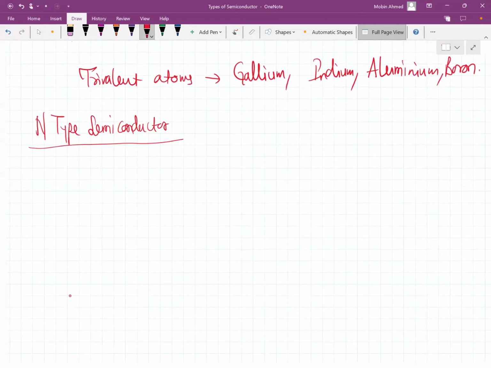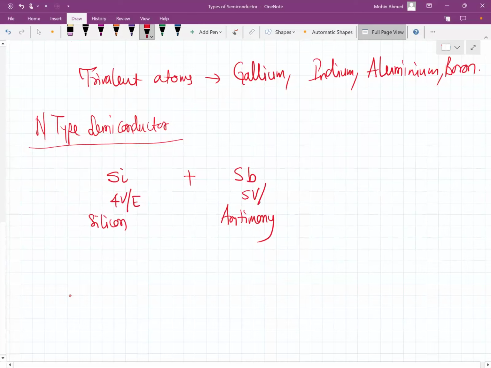So N-type semiconductor: we take silicon, and suppose we are going to add antimony. Antimony is Sb. Okay, so this is silicon and this is the antimony. The silicon has 4 valence electrons, whereas antimony has 5 valence electrons.